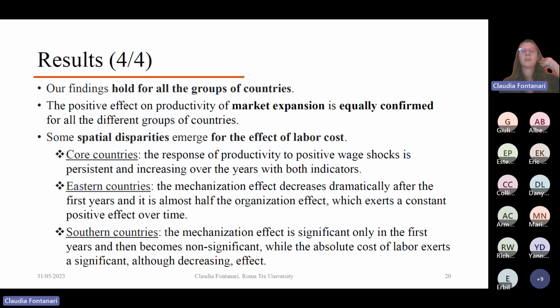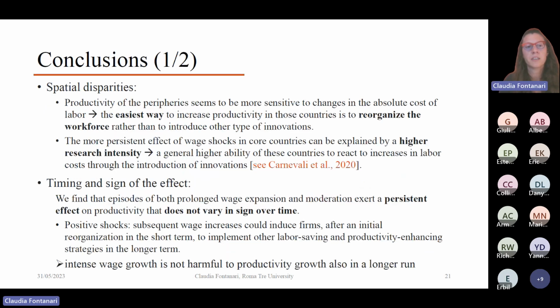So, summing up, productivity in the two peripheries seems to be more sensitive to the so-called organization effect. This can be interpreted as the fact that the easiest way to increase productivity in those countries is to reorganize the workforce rather than increase the mechanization of the production process.